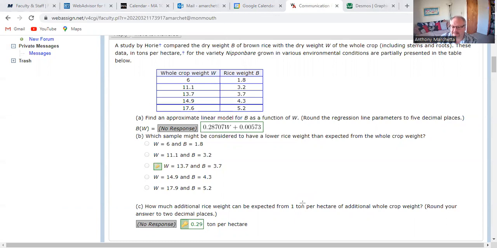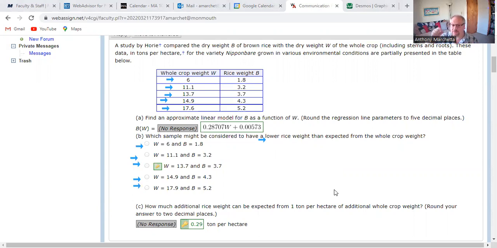Now, we have some points that we can put in there and think about. Notice these points are actually the points from the story. They're all right here. Look, 6, 1.8 is this one, isn't it? Yeah. And then 11.1, 3.2, there it is. So this is just a copy of this table. What they're trying to say is which of these points is lower than it's supposed to be? That's a good question, and we answered that question before.